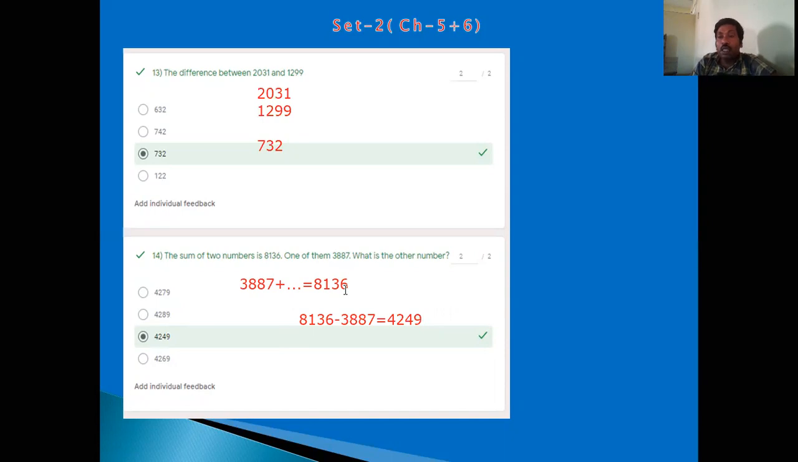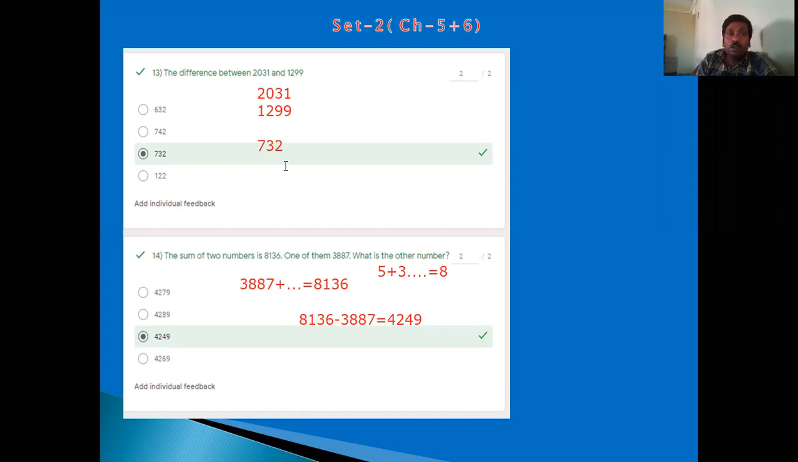Here the digit is larger, so we will require subtraction in this way. If the digit is smaller, in the same situation, 5 plus which number is equal to 8? You can write this blank easily as 3. But how can we find this 3? When we subtract this 5 from this 8, we get 3. So in the same way, we can solve this type of question. When we subtract this number from this, we get 4249.